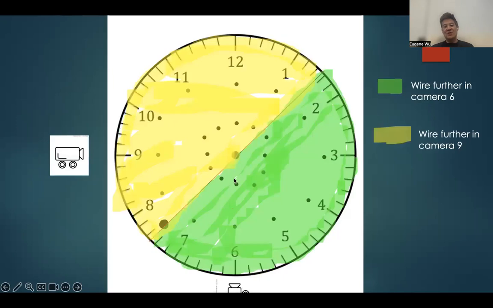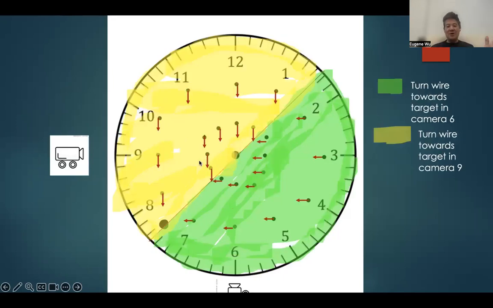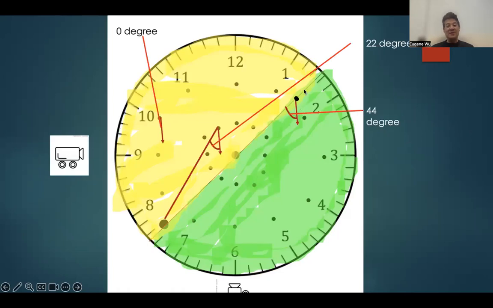Everything in green is further in camera 6. Everything in yellow is further in camera 9. We turn the wires towards and we straighten them in the other view. This is what the wire tip is going to look like. And we can work out on the equal poise line, you turn 44 degrees.